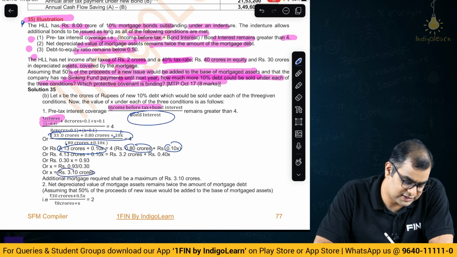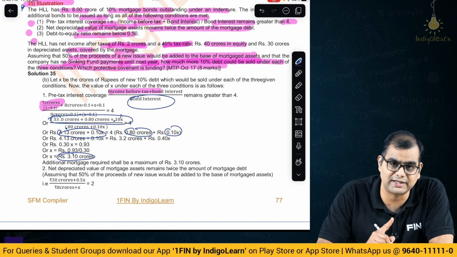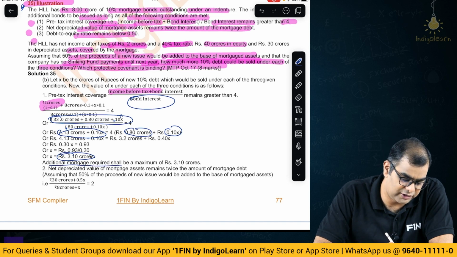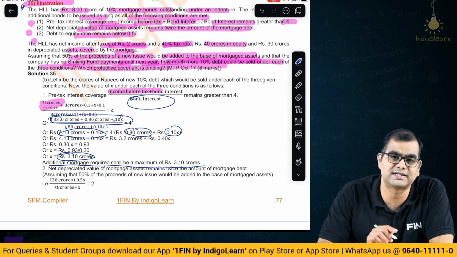So you will get the value of x as 3.1 crores. What this basically says is, even if there is no increase in income, you can raise up to 3.1 crores of loans at a 10% interest rate such that covenant number 1 is still met.